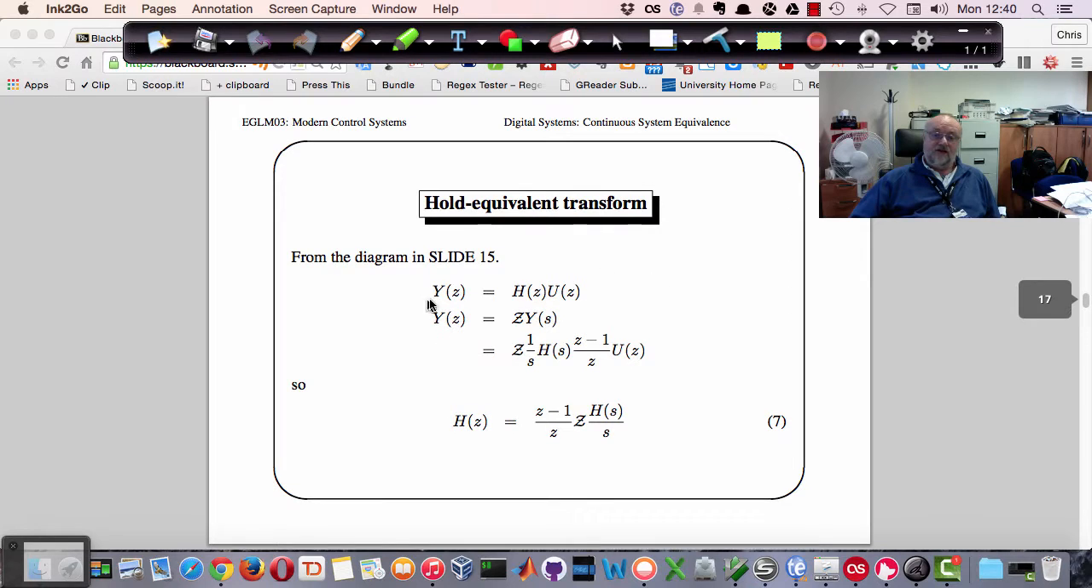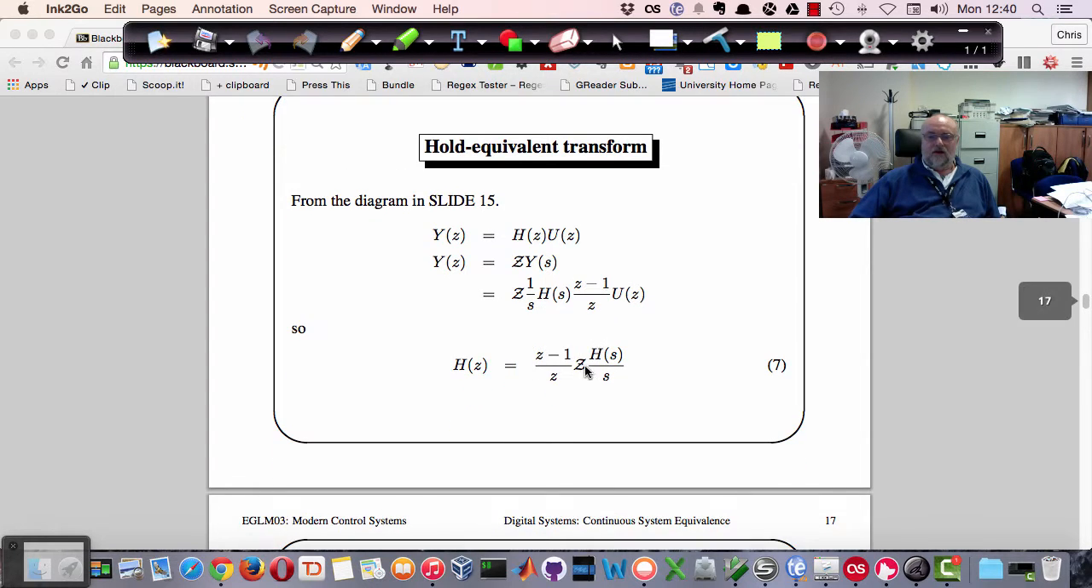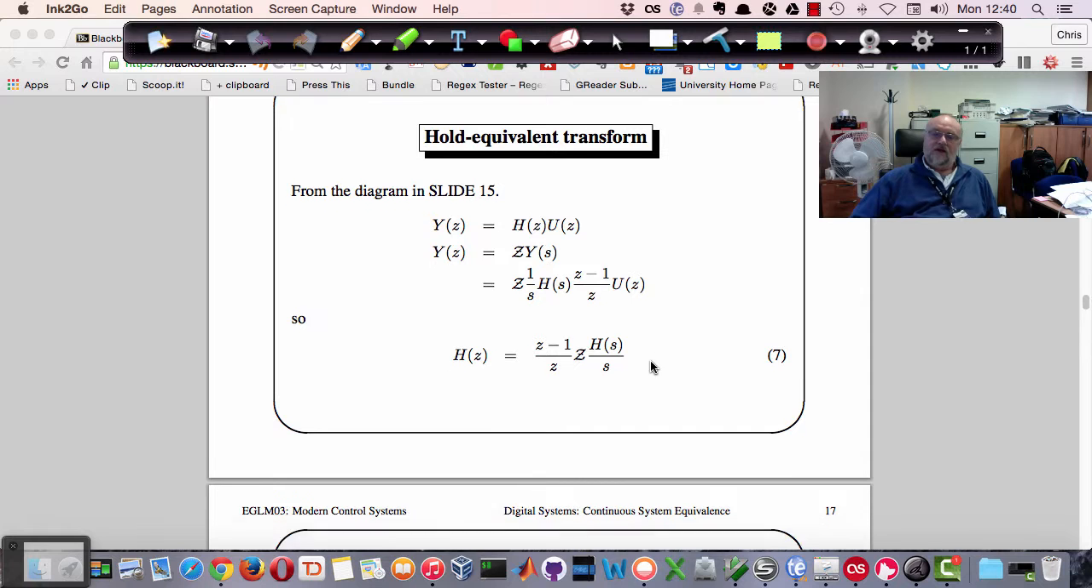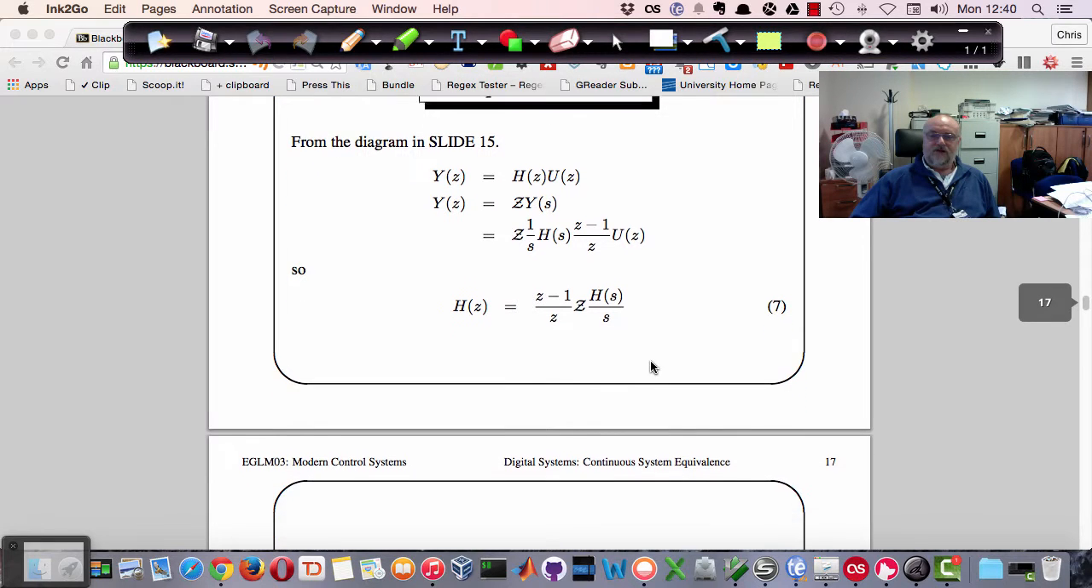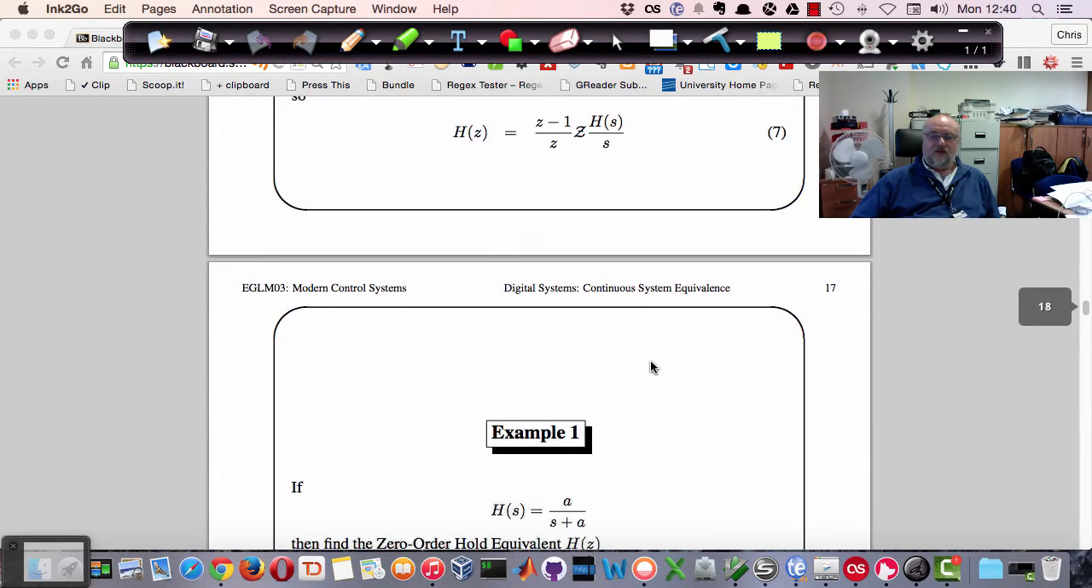So we can use this like this. If we have a y of z, we want to produce an h of z, then what we do is we basically take the z transform, divide by s, multiply by z minus 1, and get this relationship: h of z equals z minus 1 over z times h of s over s. Okay, so that's how we basically proceed from that.